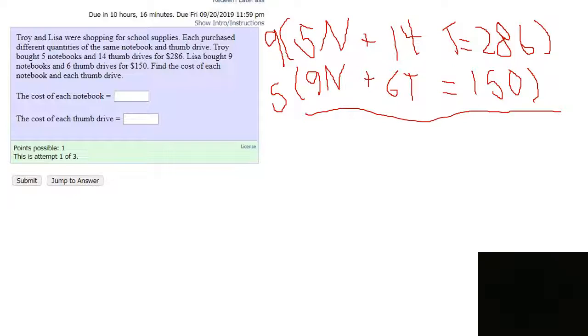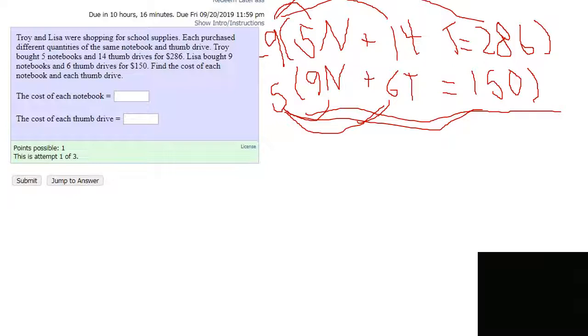But 45 plus 45 does not cancel out, so we need a negative 45 and a positive 45 for it to equal 0. So I have that negative 9, and I'm going to distribute it to all of these 3 terms, and same with this 5. I'm going to distribute it to all of these 3 terms right here. So let's rewrite my equation.